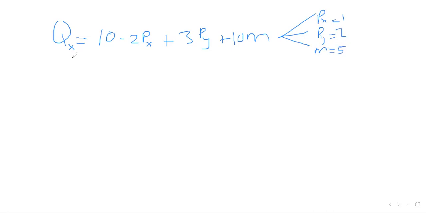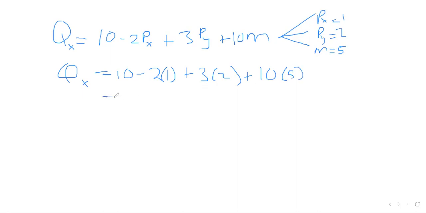So what is the total sales, or what is our Q? We simply substitute our variables. Where there's Px, we put 1. Where there's Py, we put 2. Where there's M, we put 5. So in this case, we're going to have 10 minus 2 plus 6 plus 50. So this is going to give us 10 plus 50, 60, plus 4, 64. So this is our total Q.